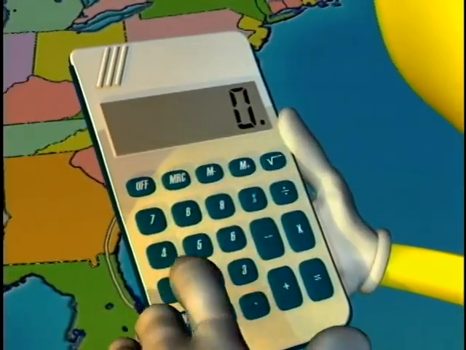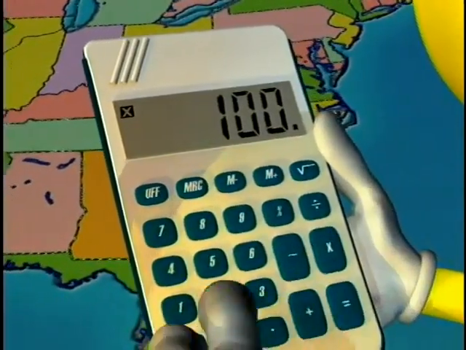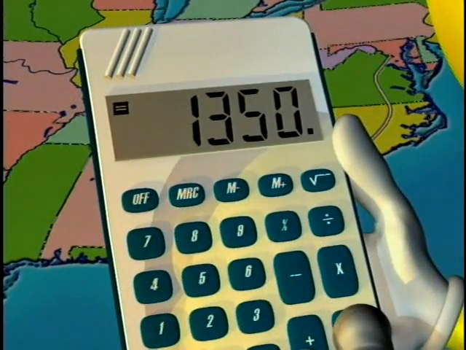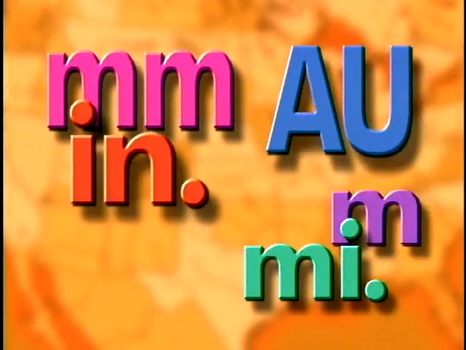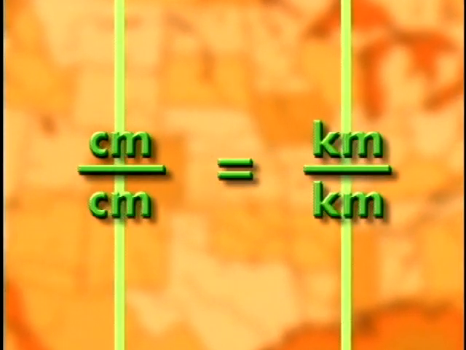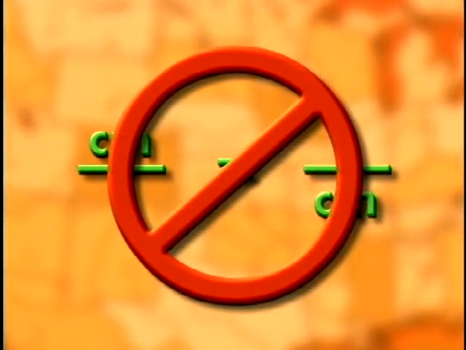Using multiplication, Norbert calculated the actual distance between Kennedy Space Center and Washington, D.C. to be about 1,350 kilometers. Students, here is an important point for you to remember. Proportions often include different units of measurement. Units must be the same across the top and bottom, or down the left and right sides. If the units only match diagonally, then the ratios do not form a proportion.